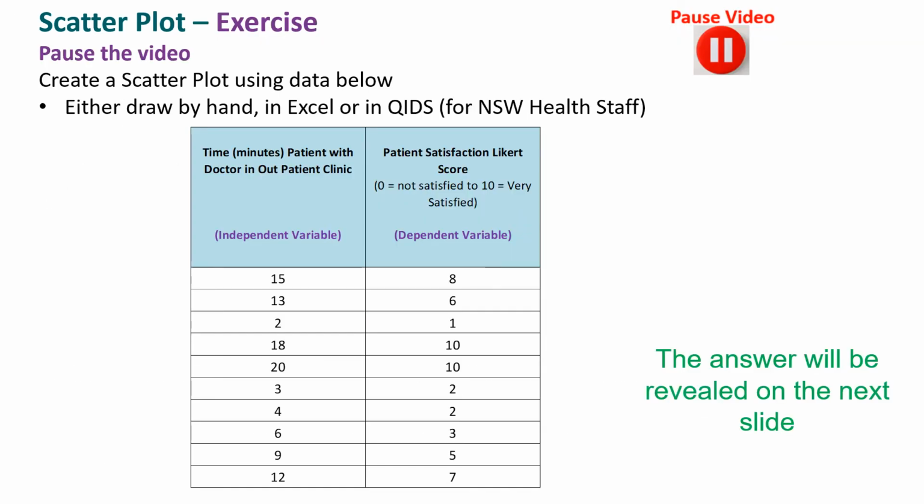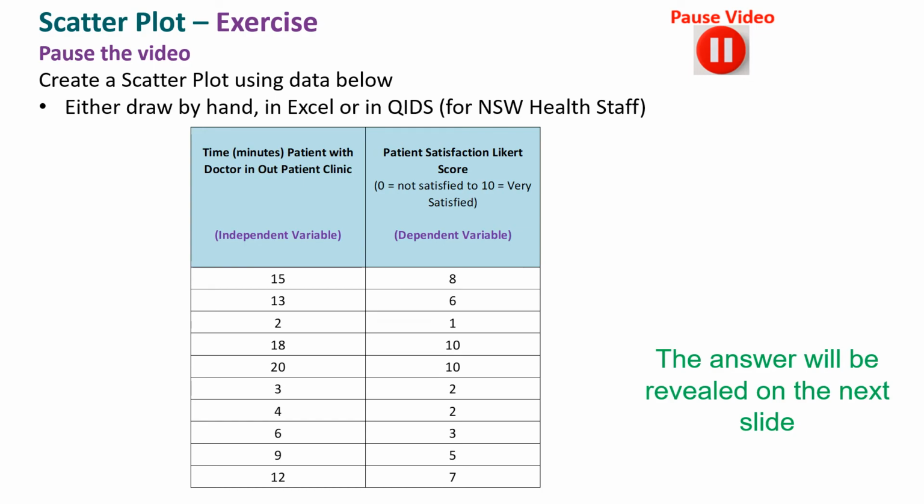And now we're going to do an exercise, so it's over to you. So you're going to create a scatter plot. So look at the data in this table below and convert this information into a scatter plot. You can either draw it by hand or create your scatter plot in Excel or in the QIDS system, but that's for New South Wales Health staff only. And the answer will be revealed on the next slide. What's probably best to do is pause the video so that you can note down all the data for your scatter plot.